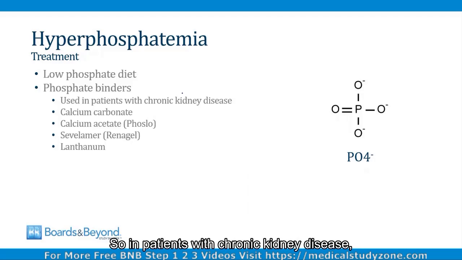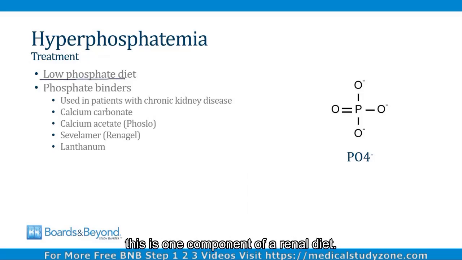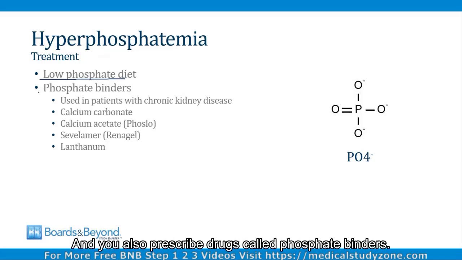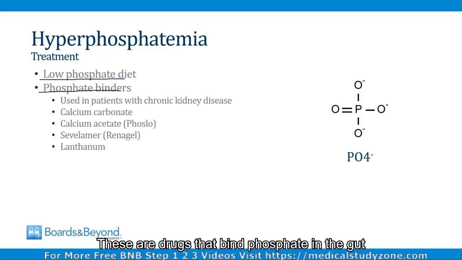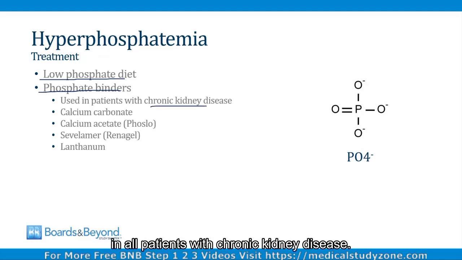So in patients with chronic kidney disease, you don't want them to get calciphylaxis. So what you do is you advise them to eat a low phosphate diet. This is one component of a renal diet. And you also prescribe drugs called phosphate binders. These are drugs that bind phosphate in the gut and prevent it from being absorbed, and they are used in all patients with chronic kidney disease.